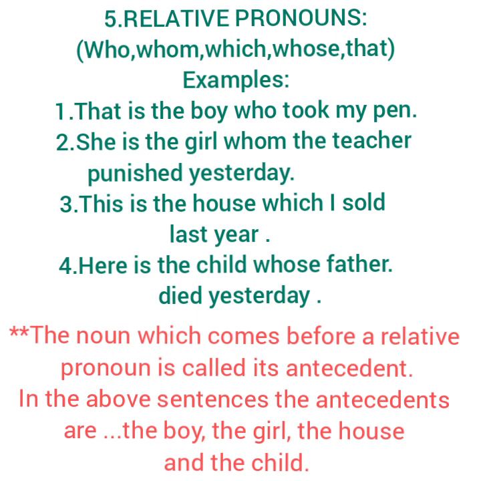Remember, the noun which comes before a relative pronoun is called its antecedent. In the above sentences, the antecedents are the boy, the girl, the house, and the child.